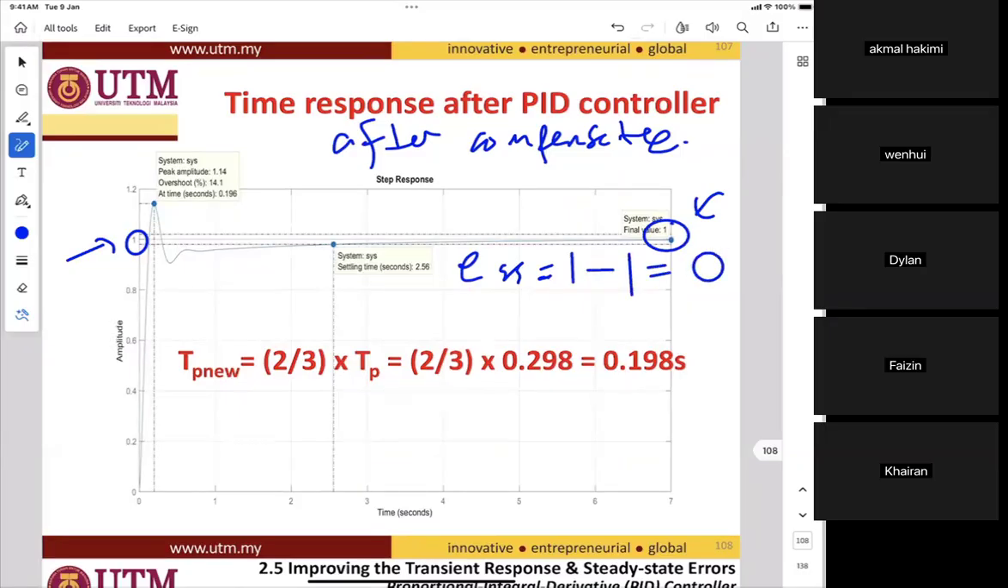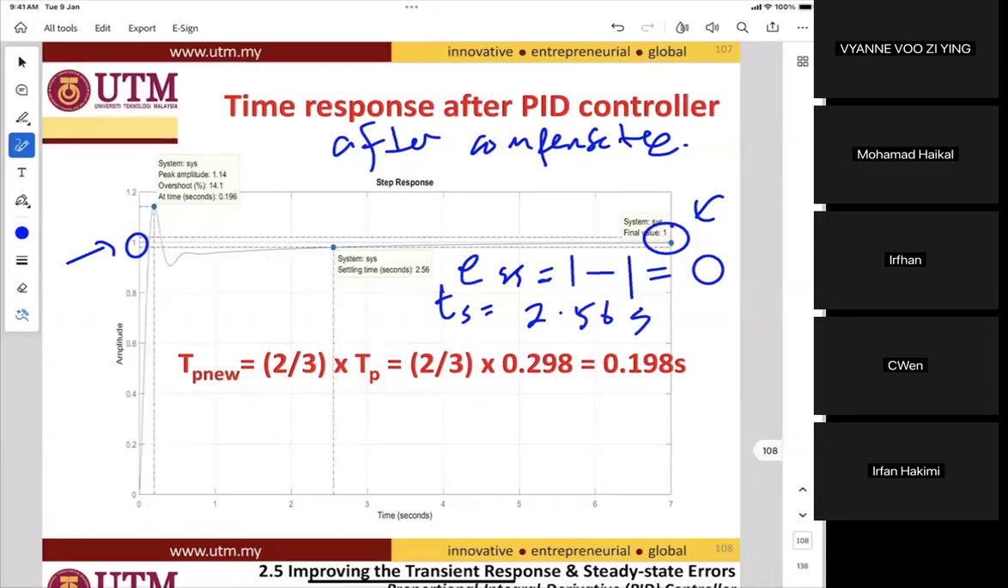What is the settling time, Pak Izin? Settling time is 0.198. Oh, no, 2.56 seconds. Sorry. Peak time, Pak Izin? Peak time is 0.196.